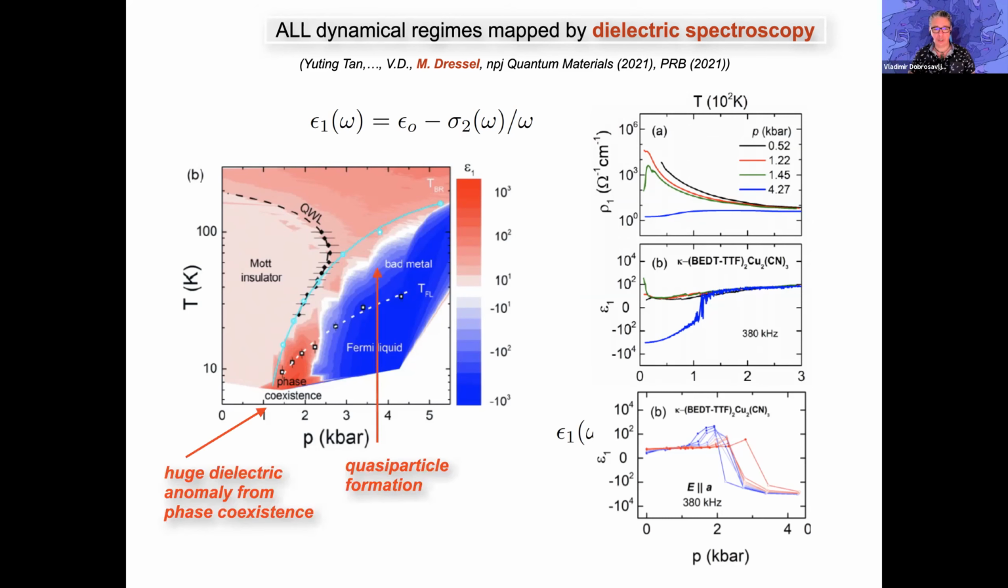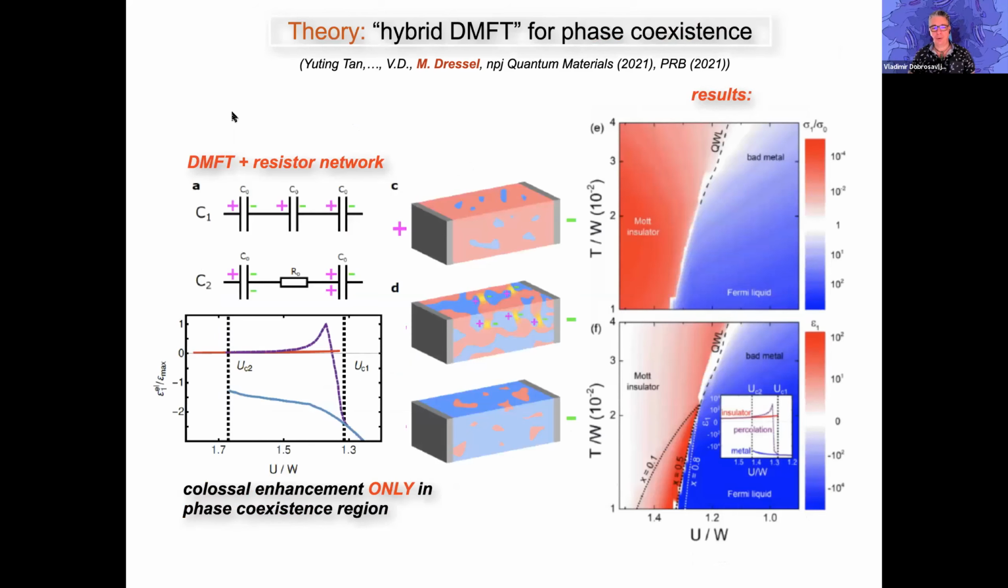Well, to answer this question, we worked theoretically with Yu-Ting Tan, who is my current graduate student, and with Martin Dressel, and we set up the following calculation. So first, we computed the electric response in an insulating phase. This is the red curve. These two dashed lines are the boundary of the coexistence region, and we see that as long as the insulating phase is stable, exists, the electric enhancement is tiny, but negligibly small.